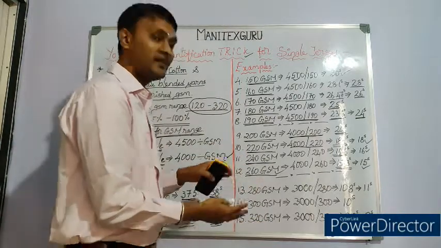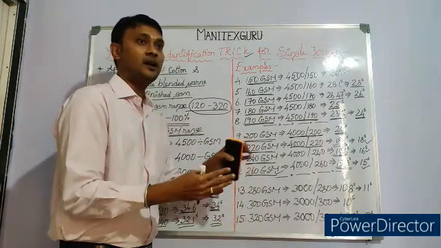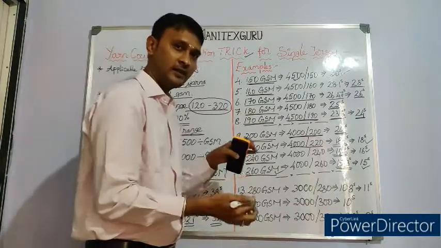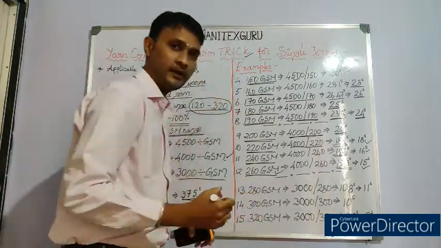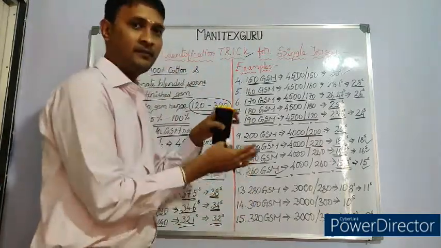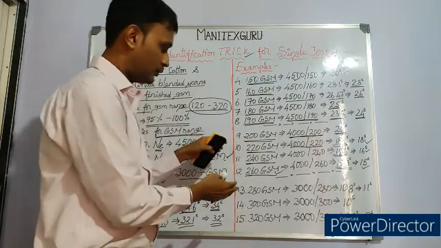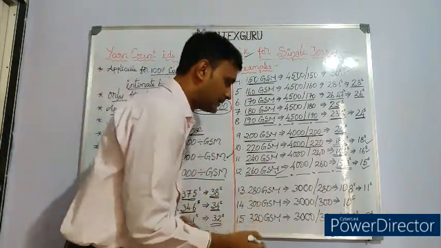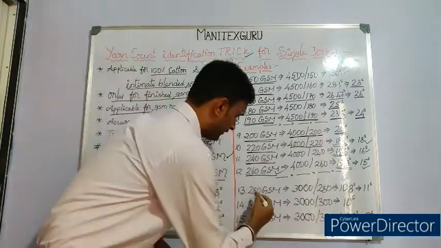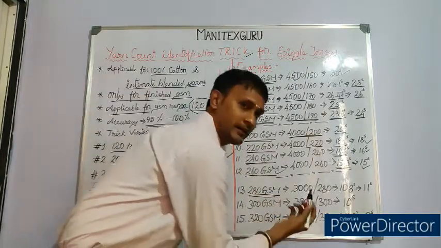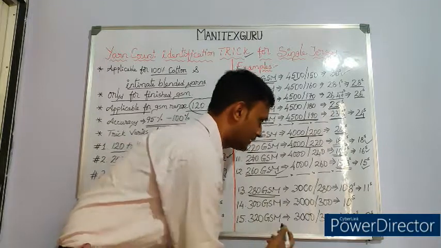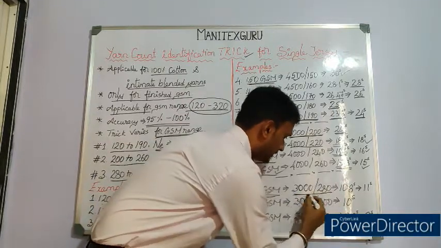Now we are going to see the extra heavyweight or ultra heavyweight fabrics, whose GSM ranges from 280 to 320, which is the commercially followed GSM range. For that, we are going to apply the third trick now. For a 280 GSM fabric, the trick which we have seen earlier is 3000 divided by GSM.